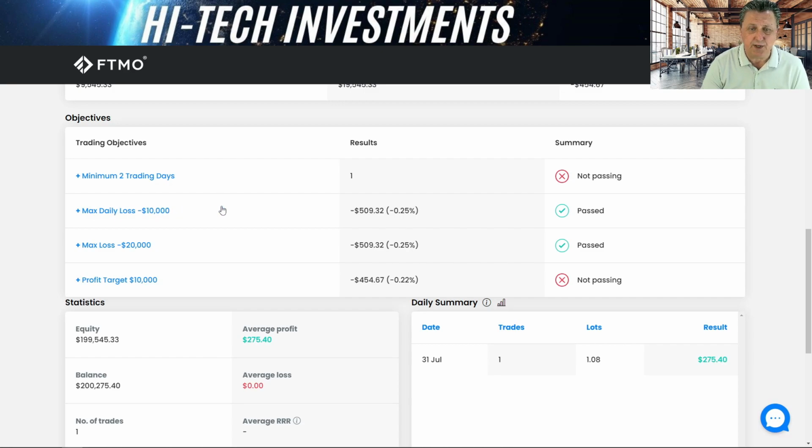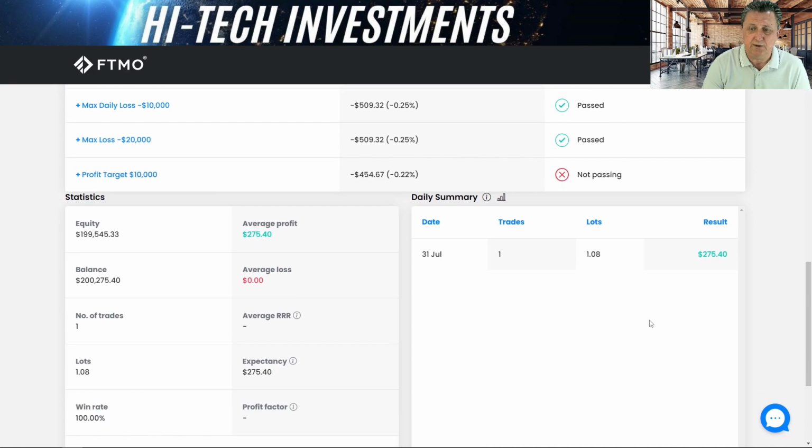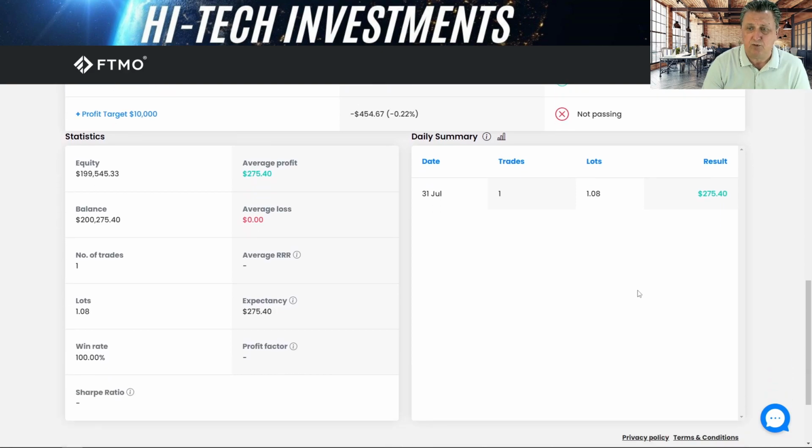Maximum daily loss is 10,000. We have only dropped down to $500 or 0.25%, so definitely we have passed that one so far. Maximum loss is 20,000, well within, again with the 509 at the moment, or 0.25%, so also passed here. And obviously profit target, we haven't passed it yet, so I'll need a lot more days to do this, but 31st of July was the first trading day, and the result was 275, so that is not too bad to start off with.